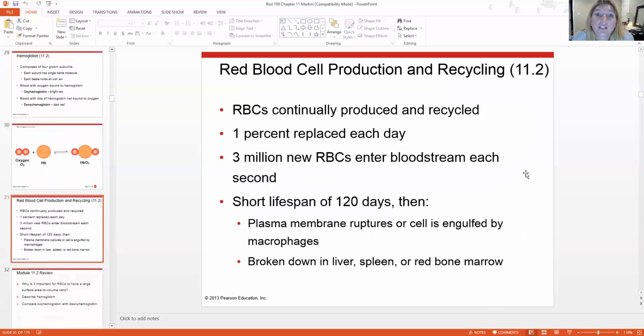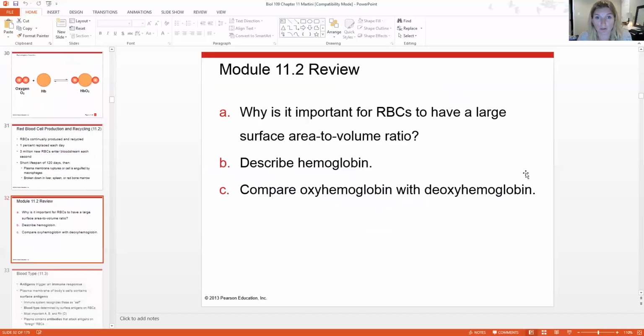Red blood cells are continually produced and recycled because they only have a lifespan of 120 days. Your body has to constantly renew and create them. About 1% of your blood supply is replaced every day, which means 3 million new blood cells enter the bloodstream each second. Wowza. With that short lifespan, the plasma membrane basically ruptures and the cells are engulfed by macrophages, which are the little Pac-Men that float around your blood, gobbling up debris. They're broken down and recycled by the liver and the spleen or the red bone marrow.